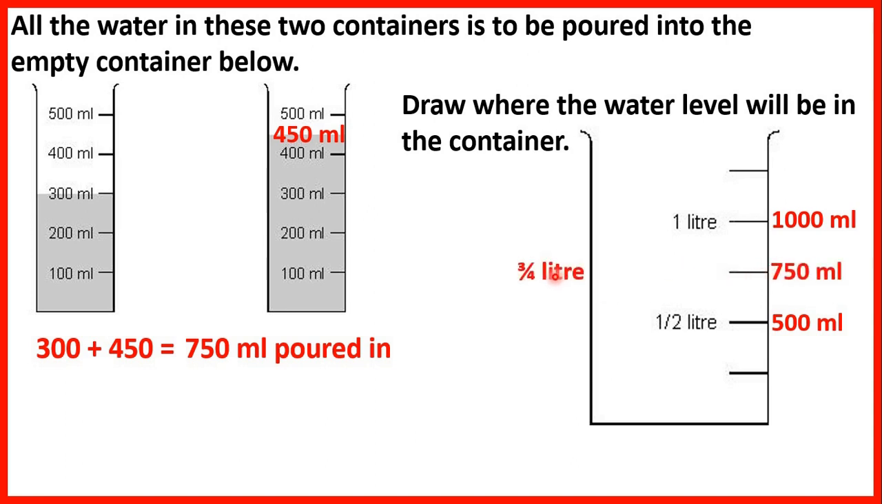So we have 3/4 of a litre, because we can see that there's 1, 2, 3, 4 lines, and we want the third line. So our line needs to be drawn here. 3/4 of a litre, or 750 millilitres.